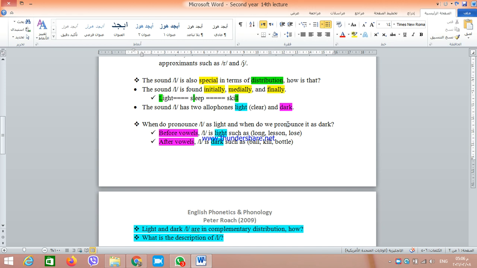But when the sound la is after a vowel, it has a certain pronunciation that is different from the sound la when it comes before the vowel. So before vowels, we have an allophone of la. After vowels, we have another allophone of la. Basically, we have two allophones of la. The first one is called light la or clear la. And we have dark la.